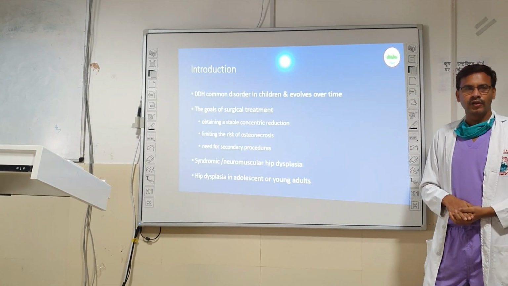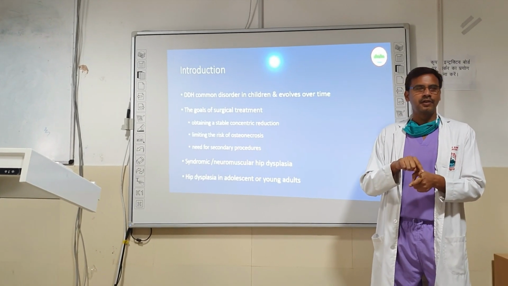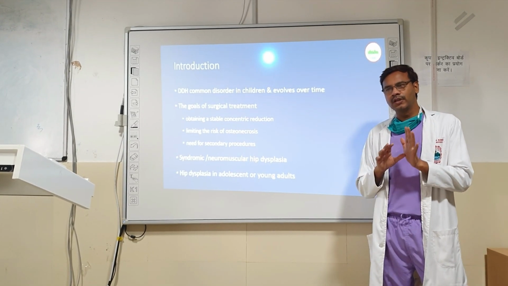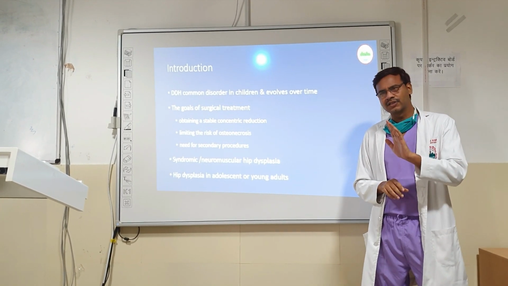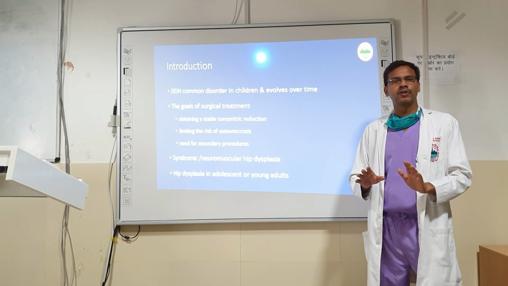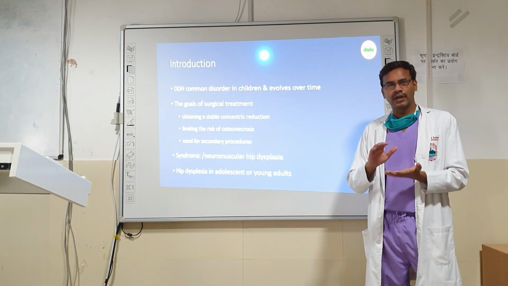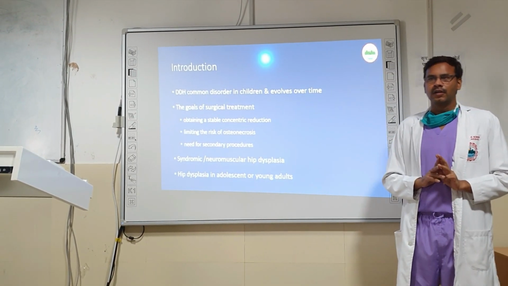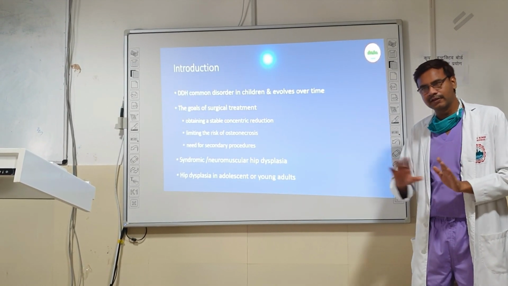The tests of dislocation and relocation, the Barlow test and the Ortolani test, are usually positive not beyond 3 to 4 months of age. In a rarer child they may be possible up to 6 months of age, but they are absolutely not possible after 6 months of age. Ortolani and Barlow apply when a child is less than 3 months of age. You should remember this.